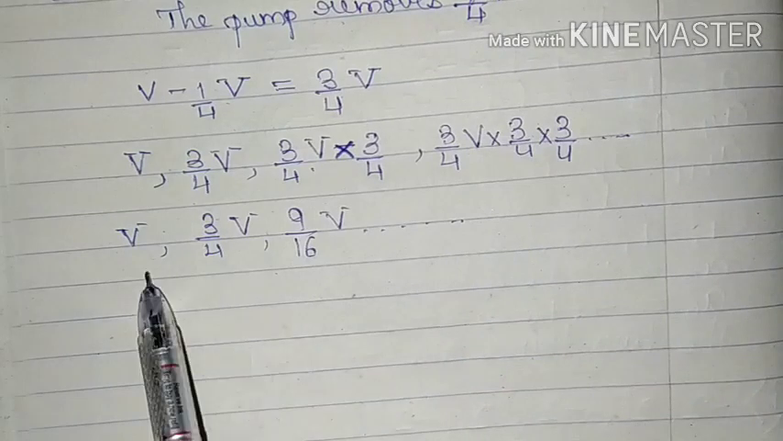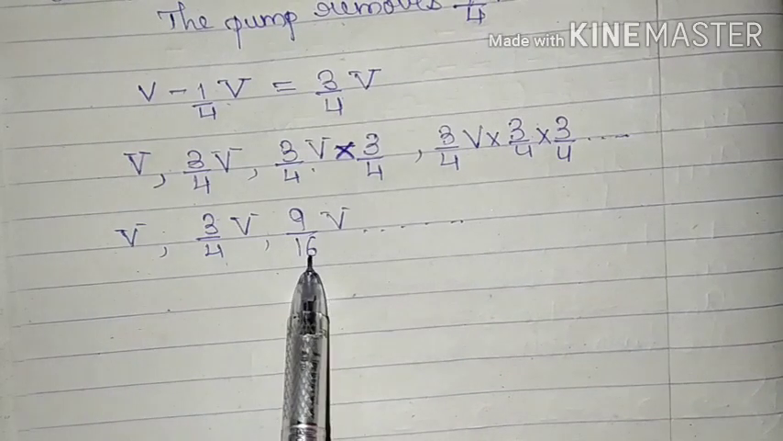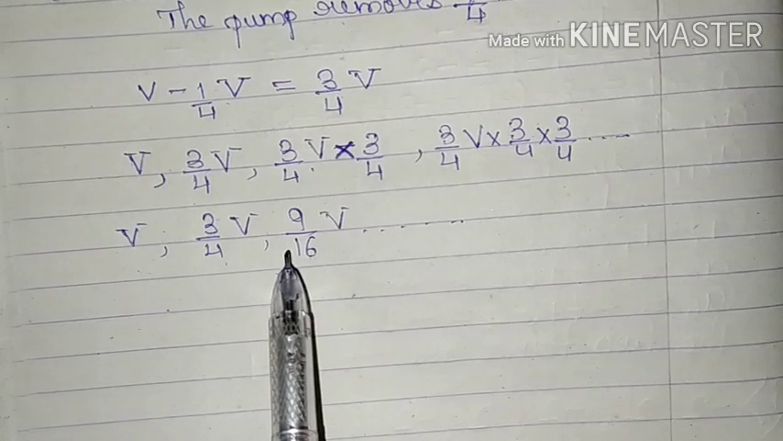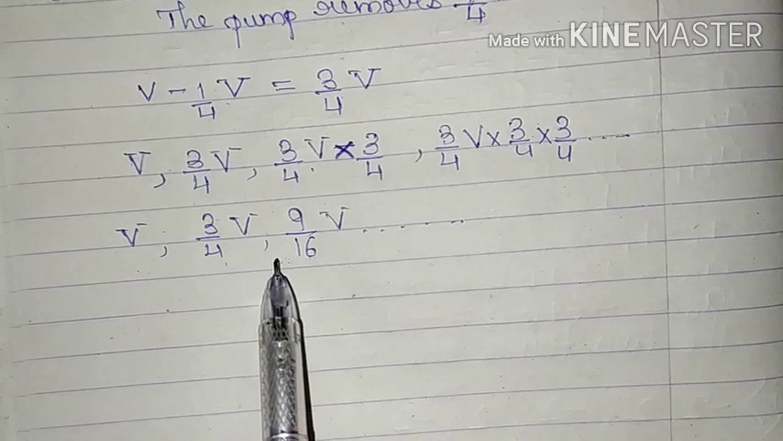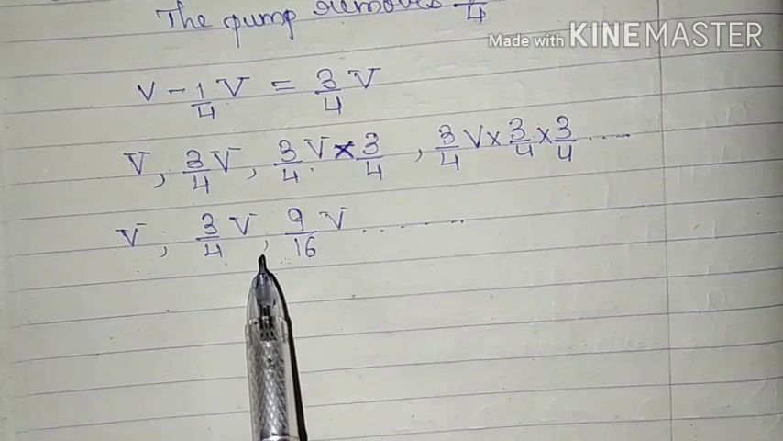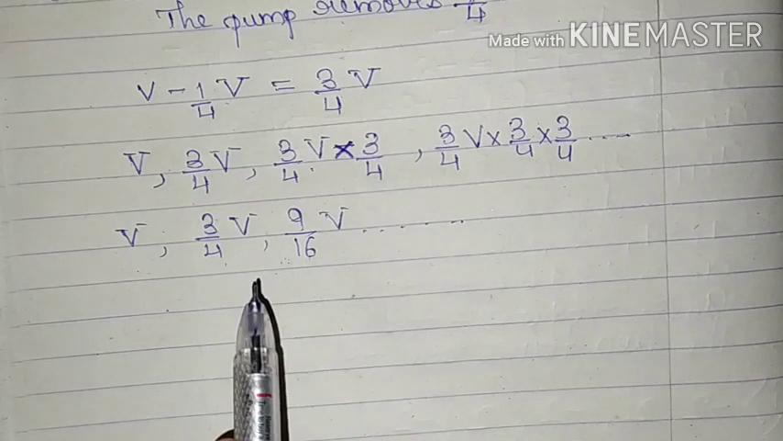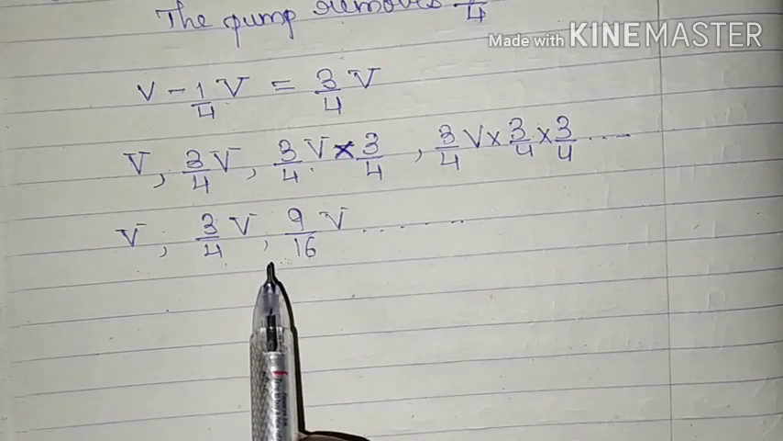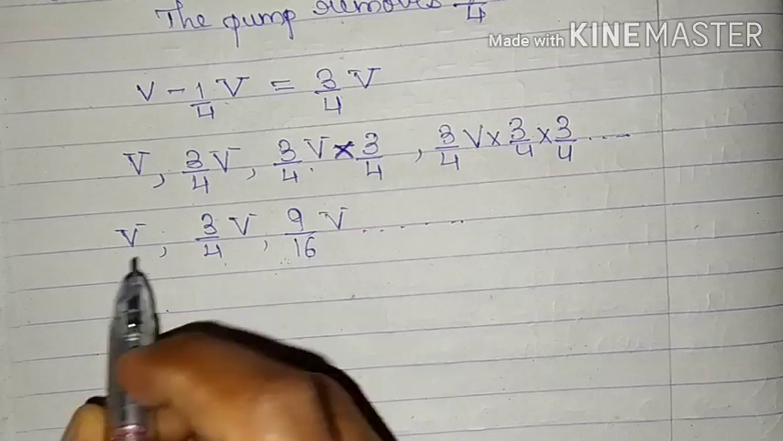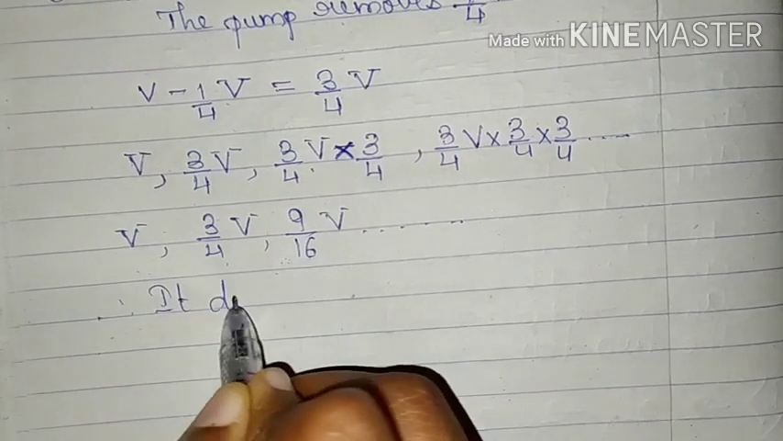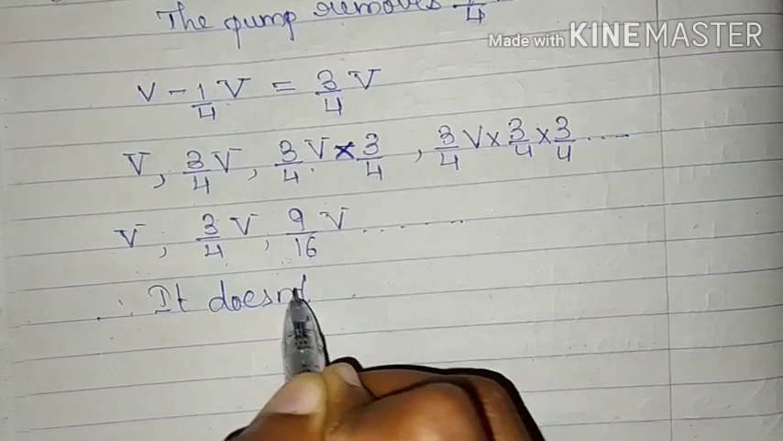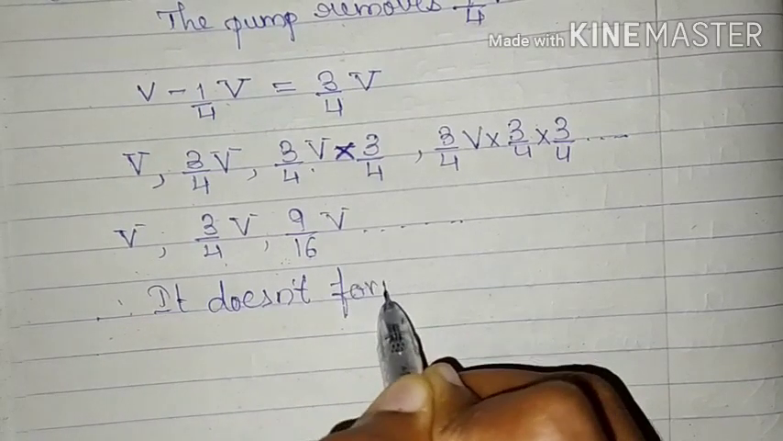So here this does not form an arithmetic progression. It forms a geometric progression. There is another type of series in mathematics known as geometric progression, but it is not for your syllabus, and we are only focused on arithmetic progressions here. So let us write it down. Therefore it doesn't form an AP.